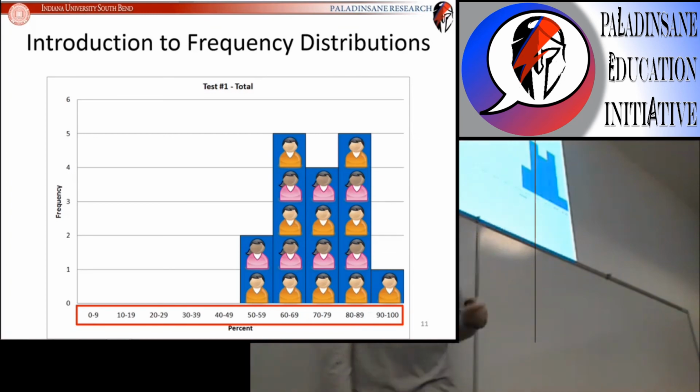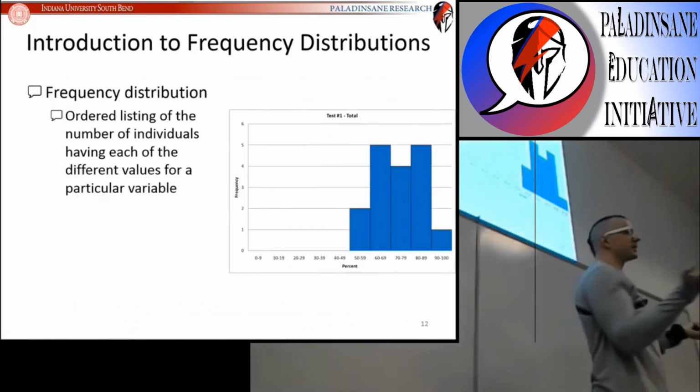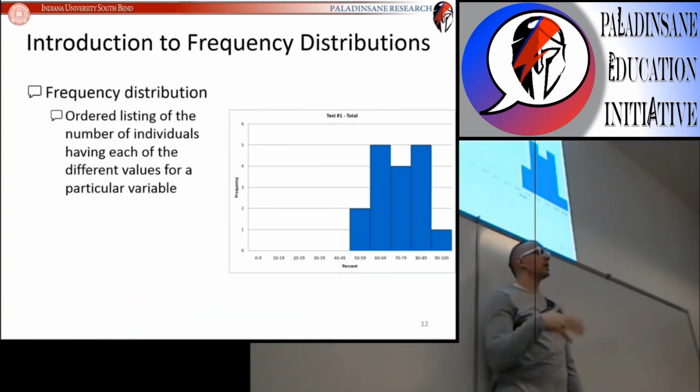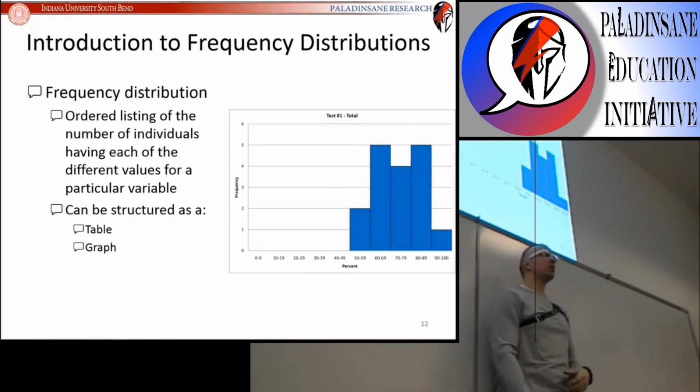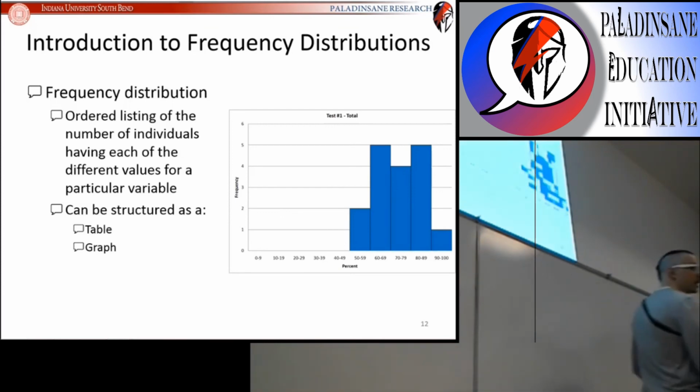All right, so these frequency distributions can be made or structured in two major ways. One way is to have them in a table, and the other way is to have them in a graph. The graph we've just seen, and we'll see how to build that in just a little bit. The table we're going to take a look at right now.